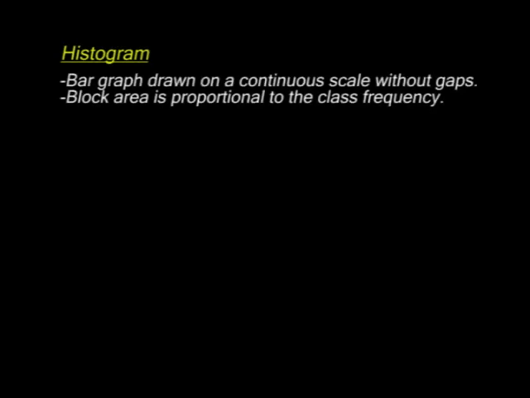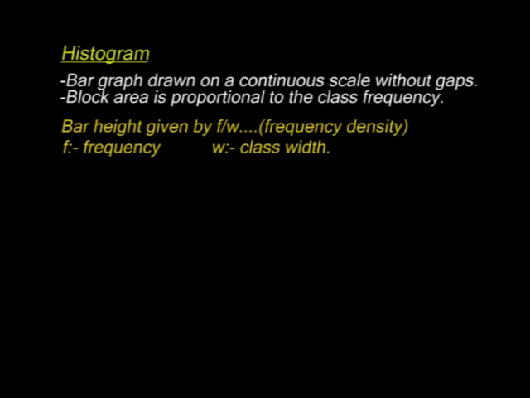Having said that, a histogram is a bar graph drawn on a continuous scale without gaps. The area of each block is proportional to the class frequency. The height of the bar is obtained by F over W, which is called the frequency density, where F is frequency and W is the class width.